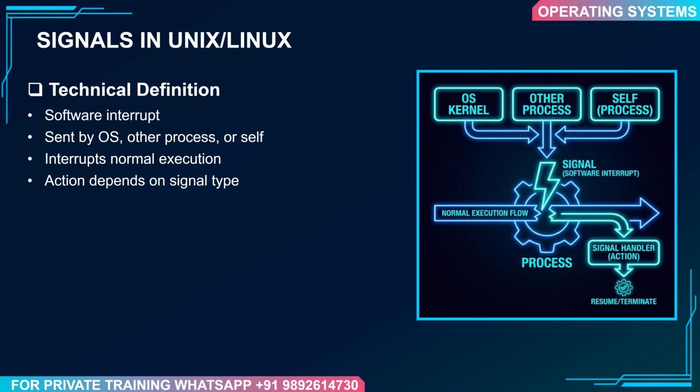In technical terms, a signal is a software interrupt delivered to a process. It is generated by the operating system, by another process, or sometimes by the process itself. When a signal is delivered, it interrupts the normal flow of execution of that process. The process then takes some action based on the type of signal and how it is configured to handle it.